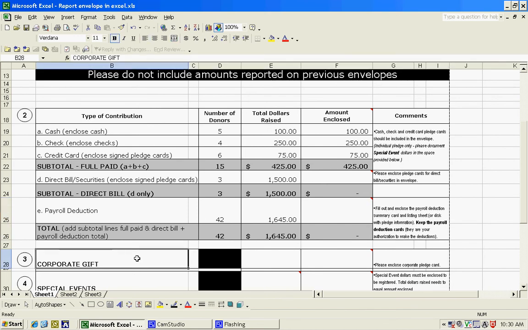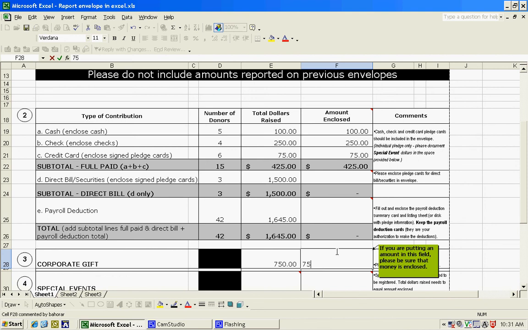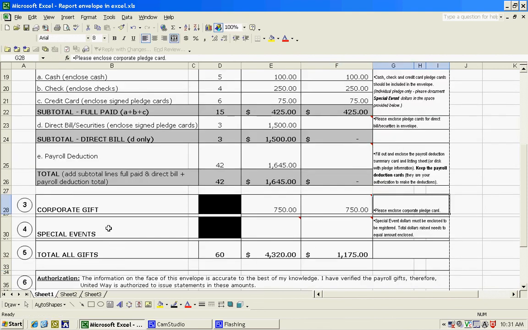Moving on to step number 3, this section is for your organization's corporate gift. We will say that the Acme Corporation pledged a total of $750, and if they want to be billed for this contribution, we would leave the amount enclosed cell blank. However, if they are paying this amount directly and there is a check or cash enclosed, we would put an amount in this cell. So let's say for this example, Acme Corporation is paying their corporate gift up front and $750 is enclosed in the envelope.